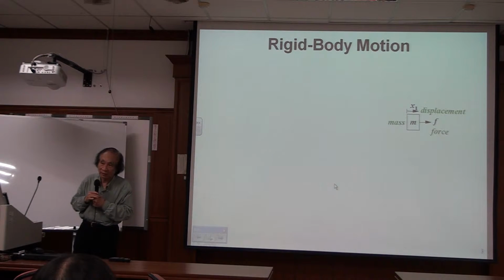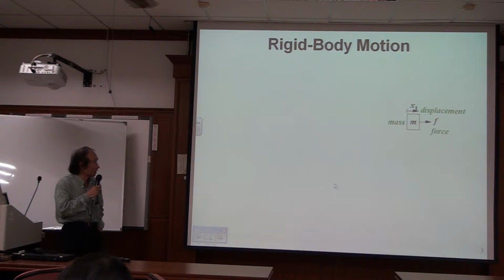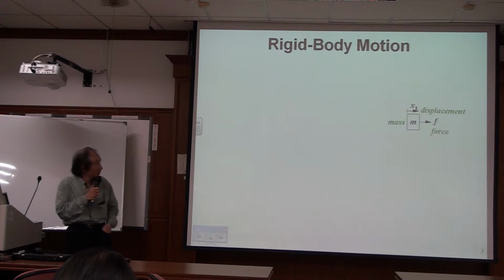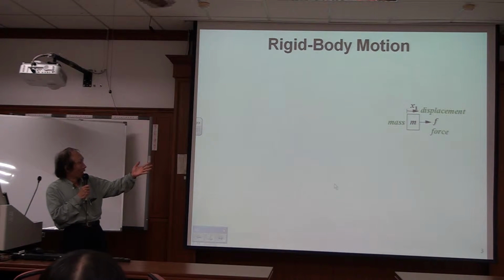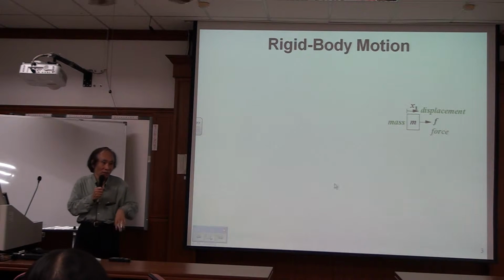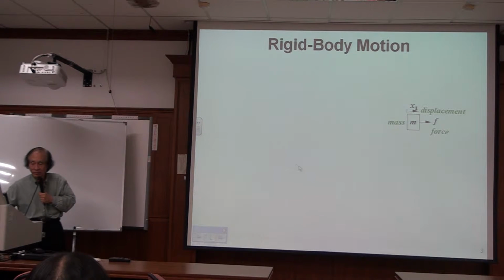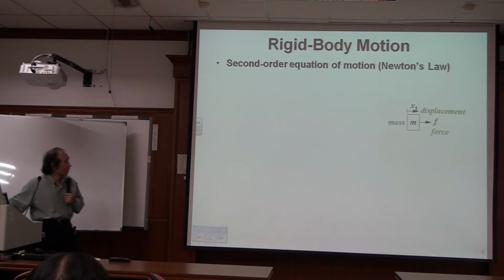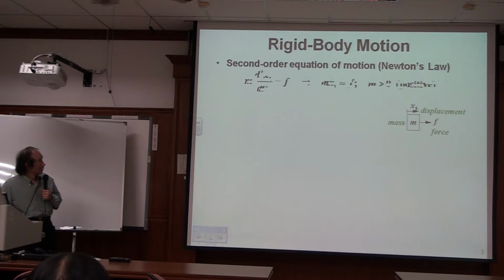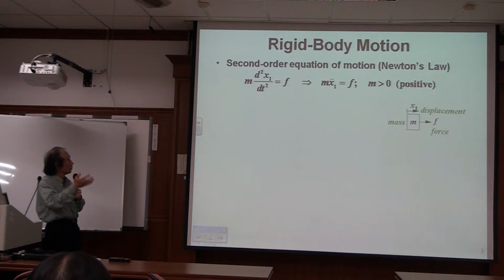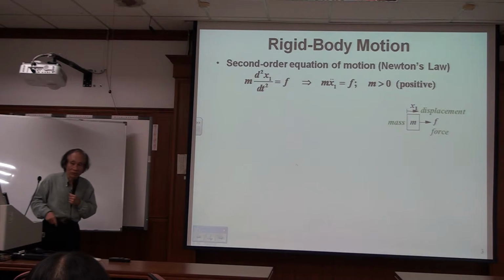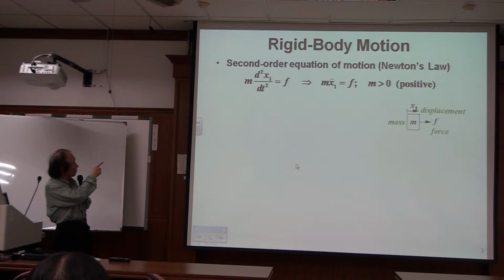This is the simplest physical system you can ever have. Just a mass. How is a displacement and a force? This is Newton's law, right? Simple. This is a mathematical model for Newton's law. Okay. Now, this is a second order equation of motion. It's a differential equation of motion. M d squared x1 dt squared equal to f.